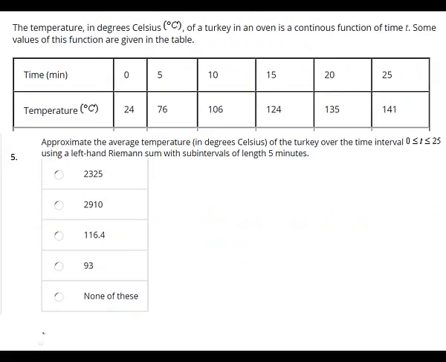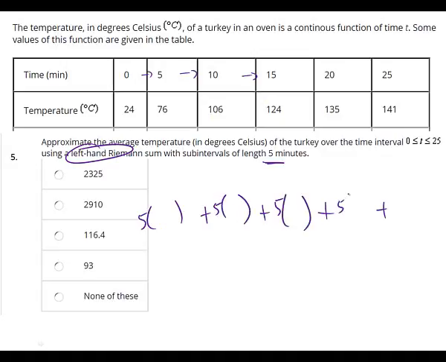All right, this one says that we've got to do a left-hand Riemann sum. The subintervals are length 5 minutes. So are the subintervals consistent this time? Yeah. How many are we going to have this time? Looks like 5. Okay, so I know the distance in between is 5 each time. Again, I could factor that 5 out, right? And add up the heights and multiply by 5. Okay? All right, so I'm coming at it from the left.